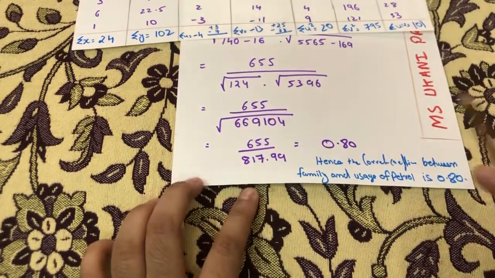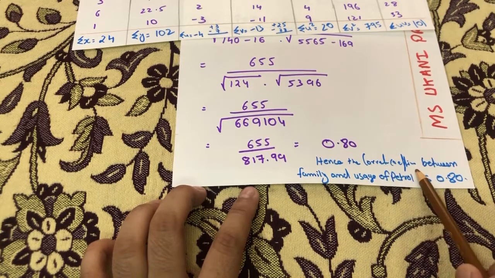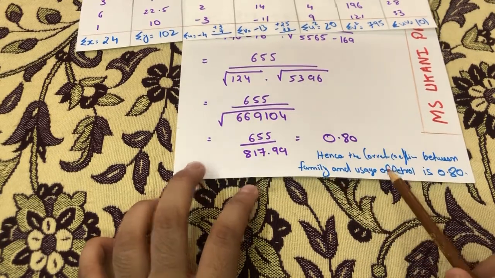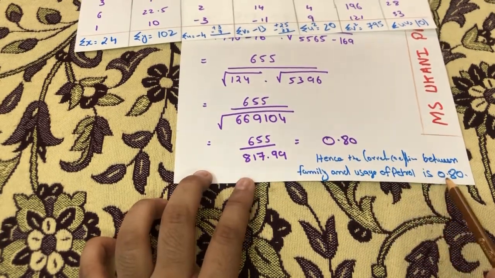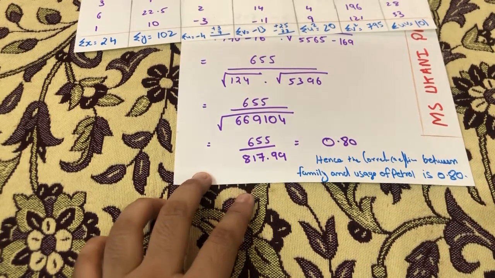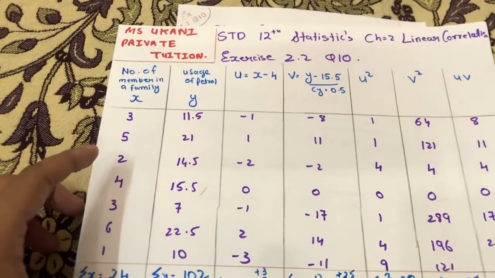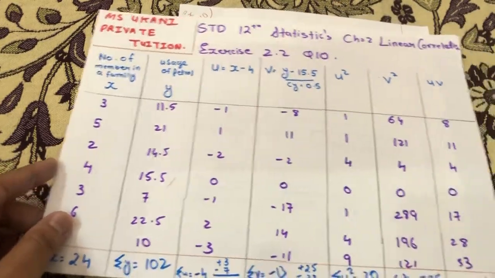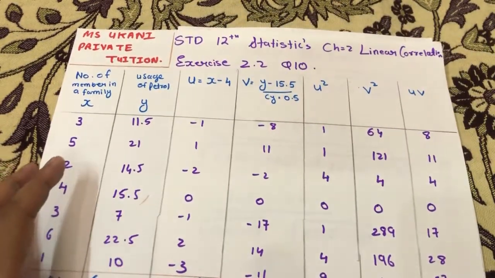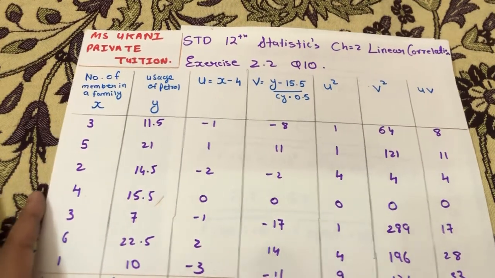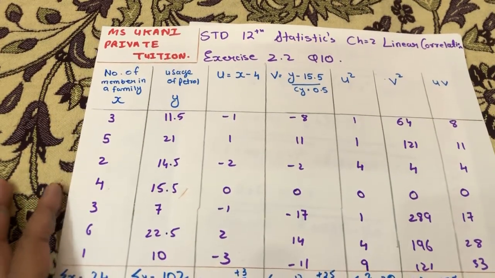So here we have to write, hence the correlation coefficient between family and the usage of petrol is 0.80. So in this way we had calculated exercise 2.2, question 10, chapter number 2, linear correlation, that is related to Karl Pearson formula number 3, that is UV.